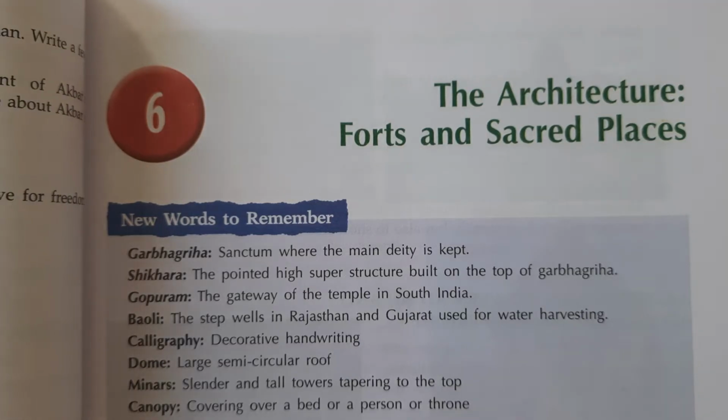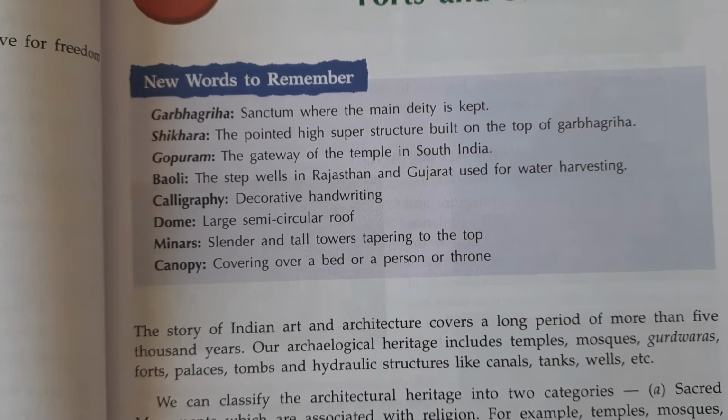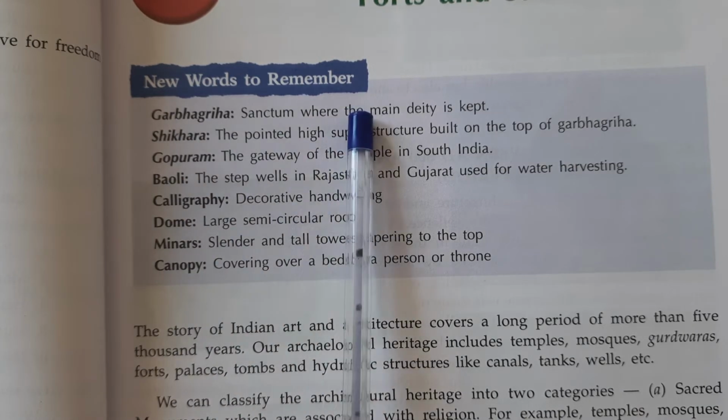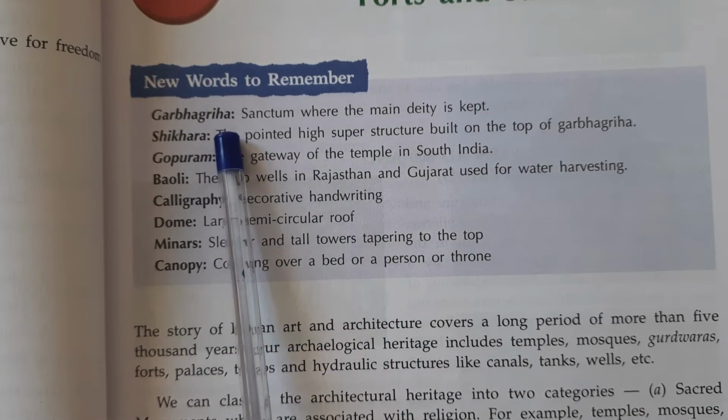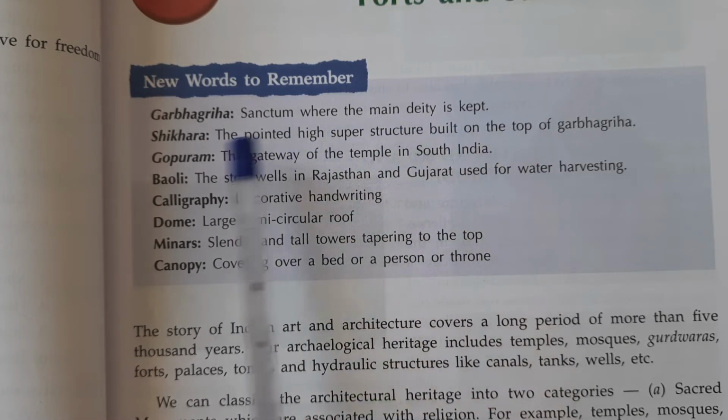Hello everyone. Today we are going to read chapter 6, the architecture, forts and sacred places. New words to remember. Garbhagriha, sanctum where the main deity is kept.